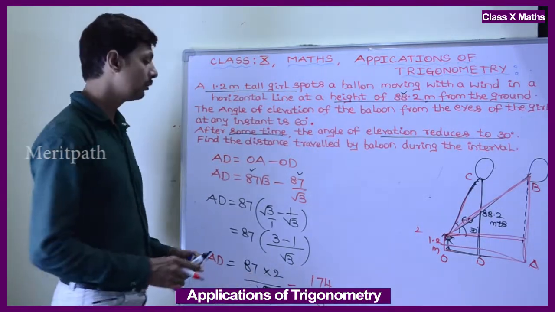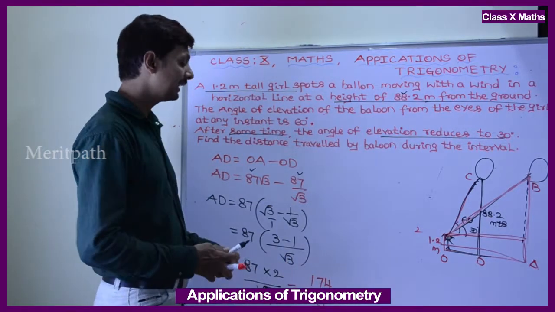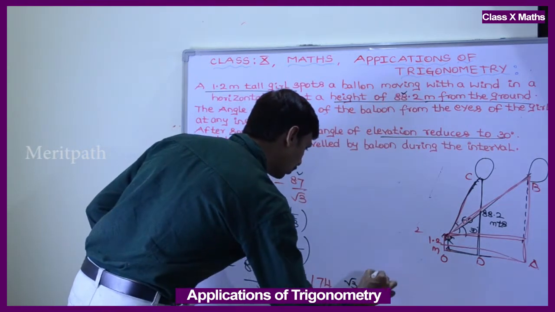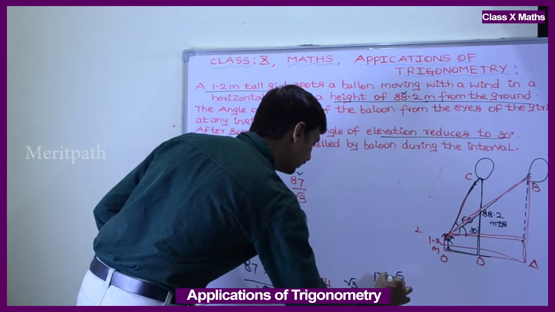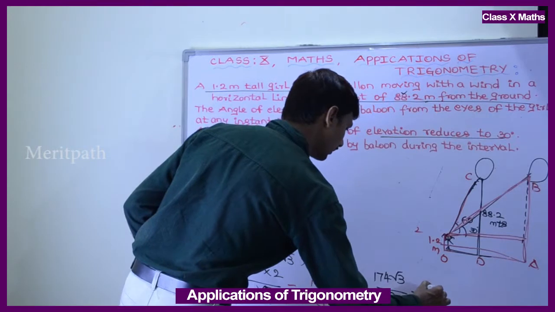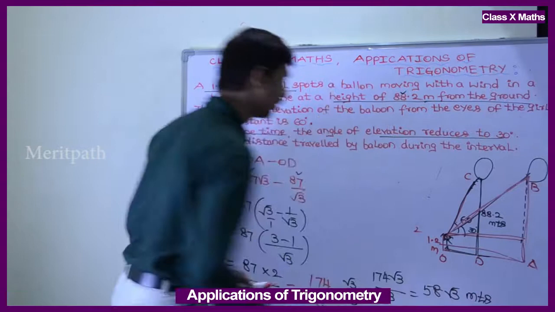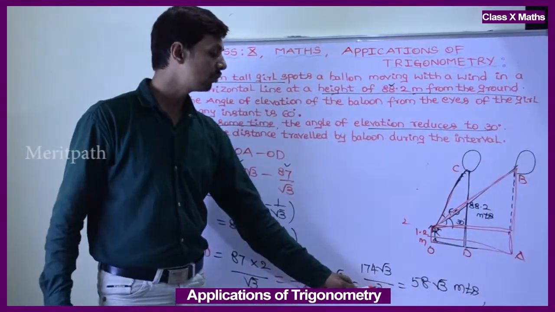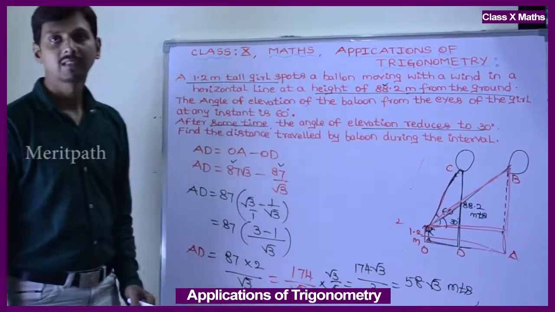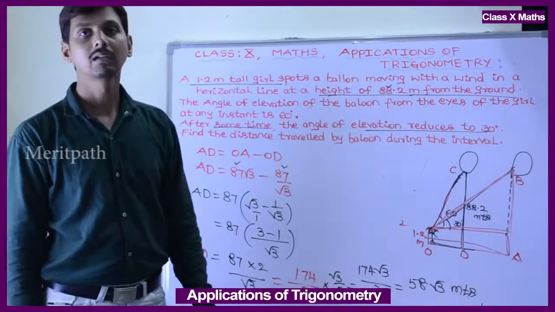So we got 174 by root 3. When we rationalize with root 3, root 3 by root 3, we get 174 root 3 divided by 3. Cancelling this, when we divide 174 by 3 we get 58, and root 3 remains the same. So the distance traveled by the balloon between these two points is 58 root 3 meters.